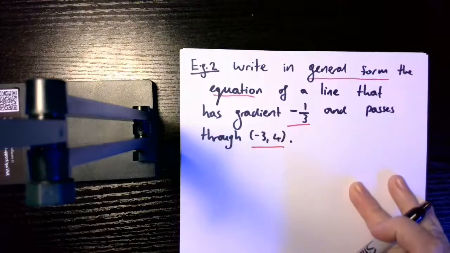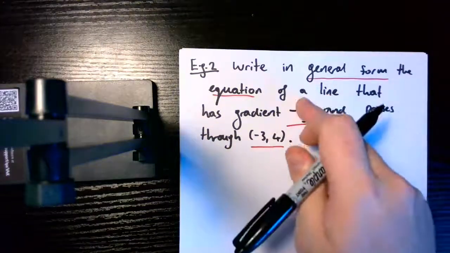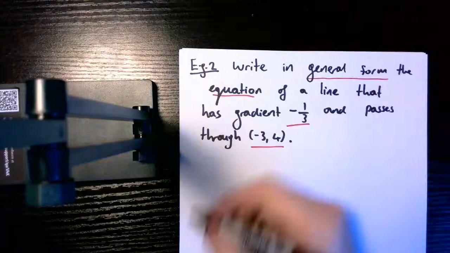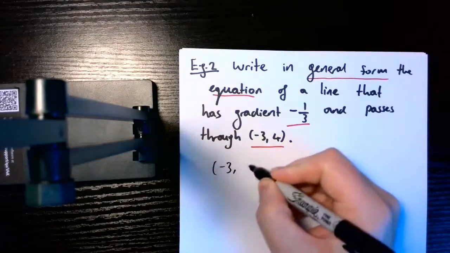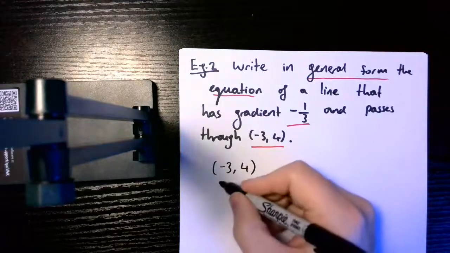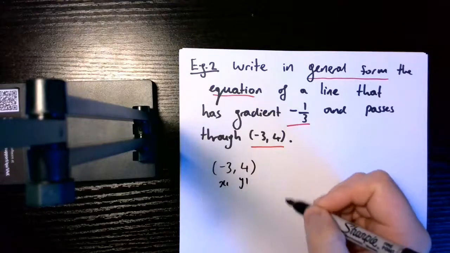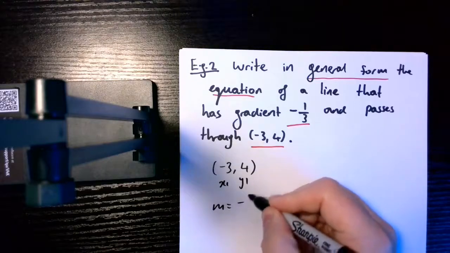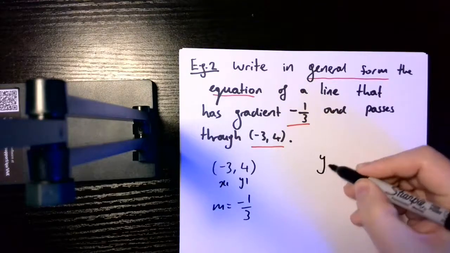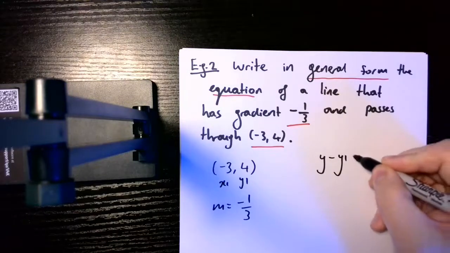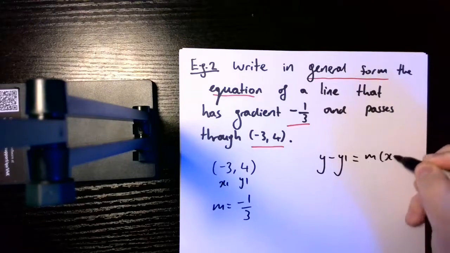Just like last time, we have a point and we have a gradient, so we're going to use the point gradient formula. Let's write down our point, (-3, 4), and label that x1, y1. We have our gradient, m equals minus 1 over 3. Now we're going to go straight to substituting in. I always write the formula out just so I don't forget it: y minus y1 equals m outside of x minus x1.